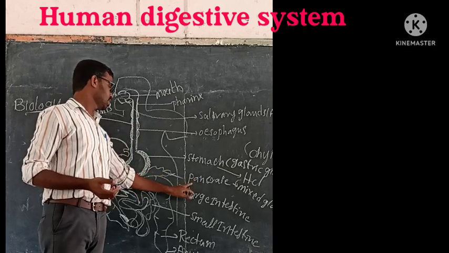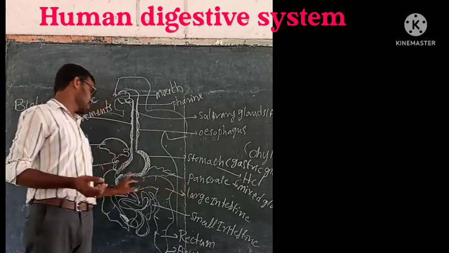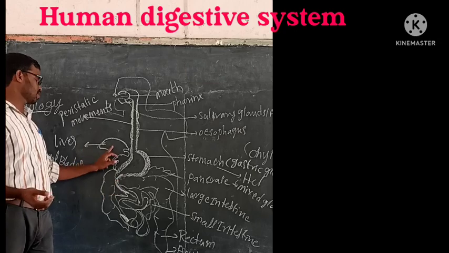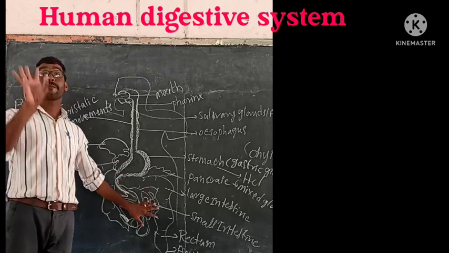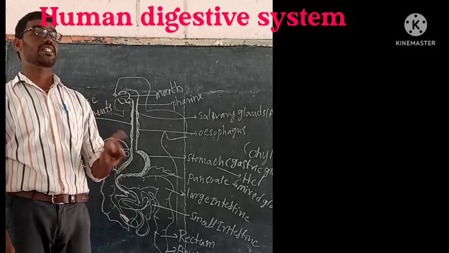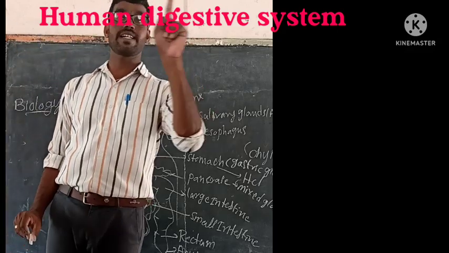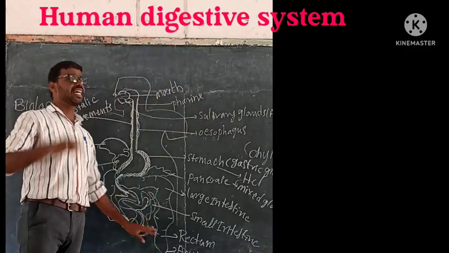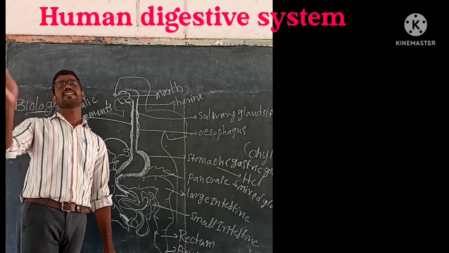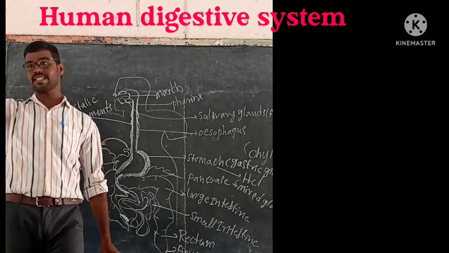Okay. So this is the pancreatic juice. It is entering the small intestine, and bile juice is also entering the small intestine. Complete digestion occurs in the small intestine. Keep it in your mind. Complete digestion, total food digestion occurs in the small intestine.